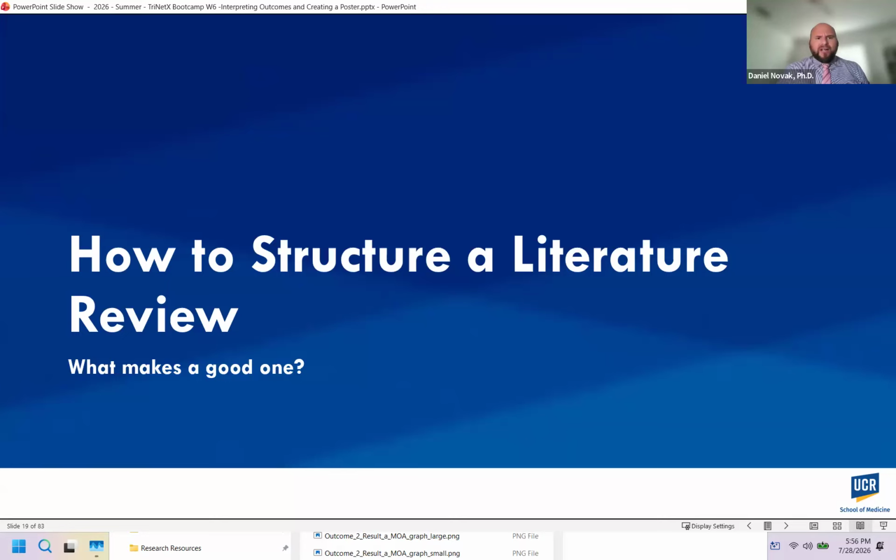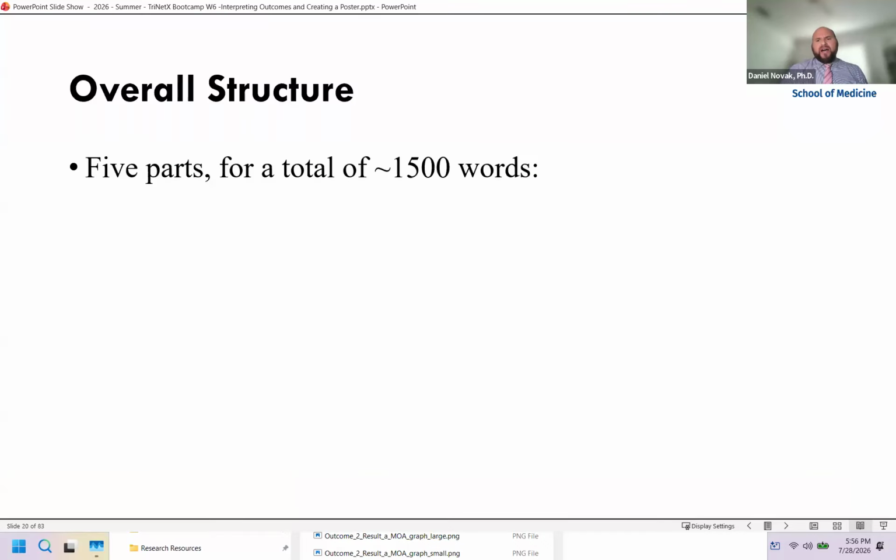Okay. Next up, I want to talk to you guys a little bit about how to structure a literature review. This is something that comes up a lot with my students, and I wanted to close out some of our discussions today with it because it's really important. Doing poor quality literature reviews is one of the number one causes of poor quality TriNetX studies. The other one is just trying to hack for a p-value, but this is one of the top issues.